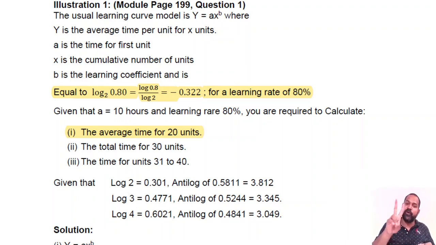Also, there are only 2 learning rates that you all do. One is 80% and one is 90%. Because it's only 80% and 90%, it's easy to remember only 2 values. For 80%, it is minus 0.322, and for 90%, we will see what it is. But my point is, I have shown you the complete working, how that works and why. Let me show it to you once again if you want to write it down.